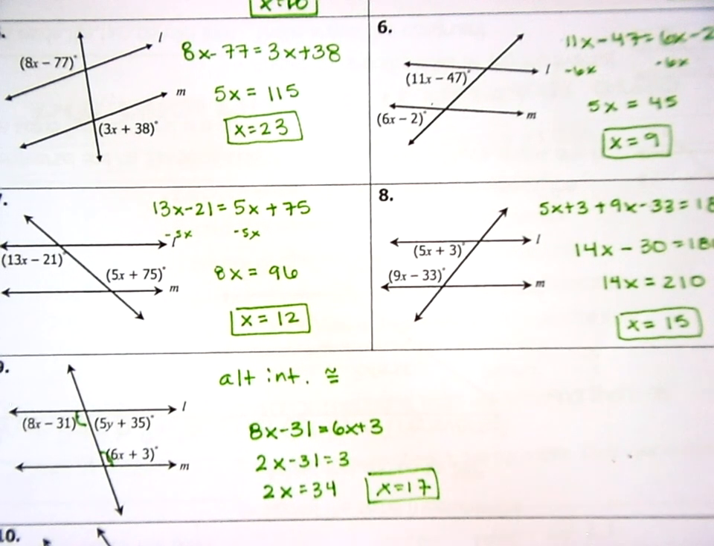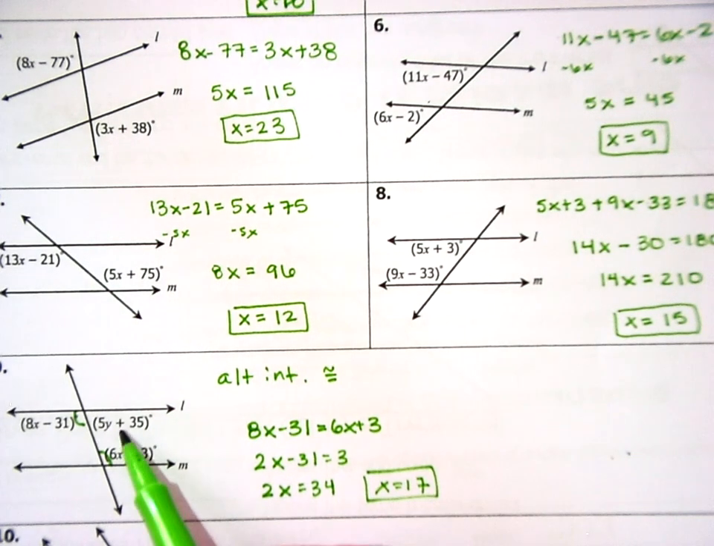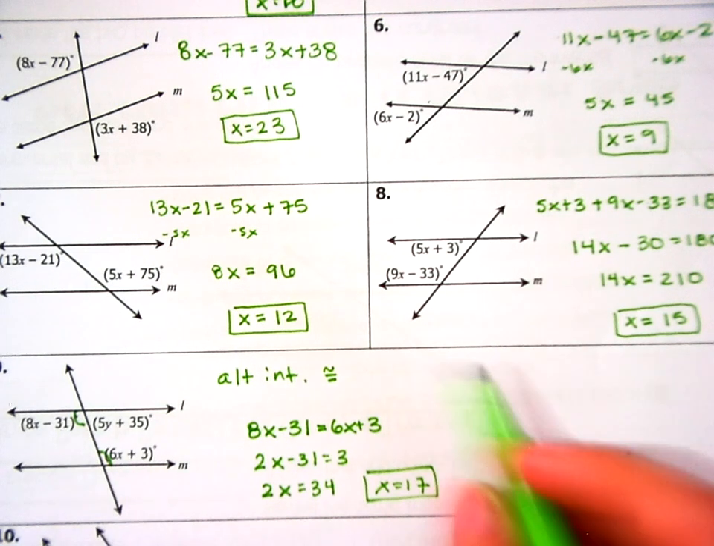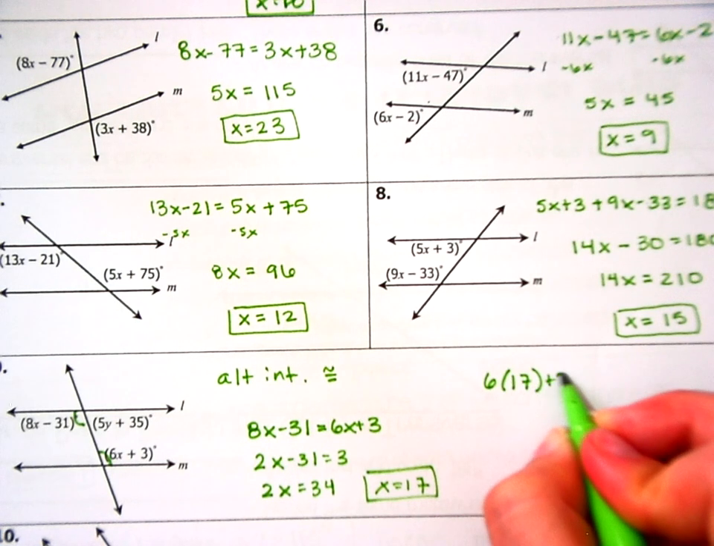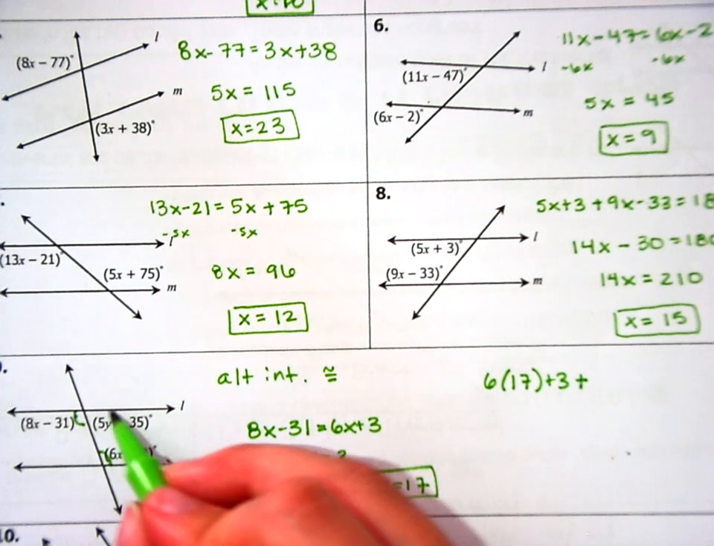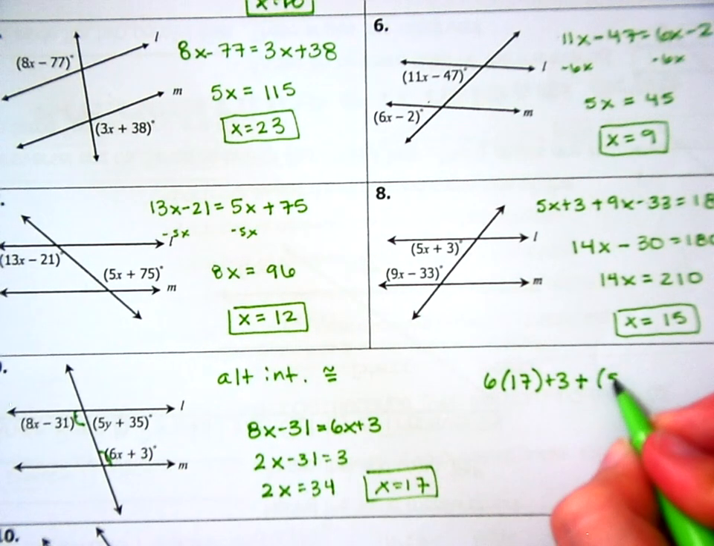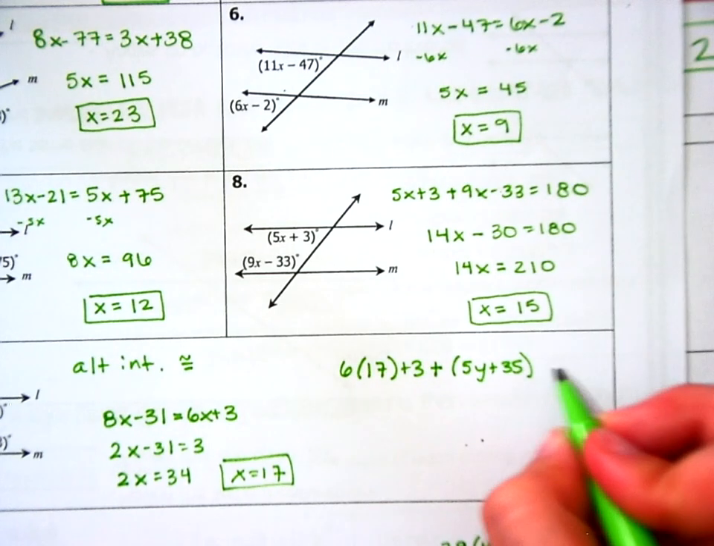So that's one of our variables. Now we're going to use that to solve for y. Now I can use either of these expressions with x to substitute 17 in. Let's use this one, smaller numbers. So 6x plus 3, so 6 times 17 plus 3. And then it's not equal to this angle right here, it's supplementary. So we have to add this angle, 5y plus 35, and the total sum is going to be 180.